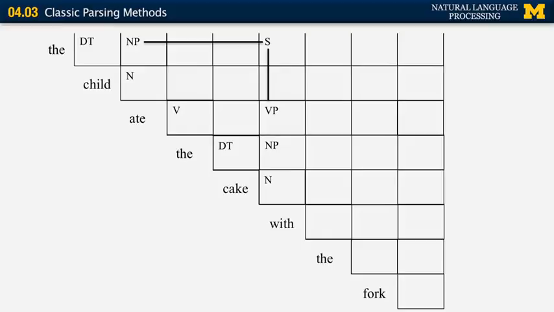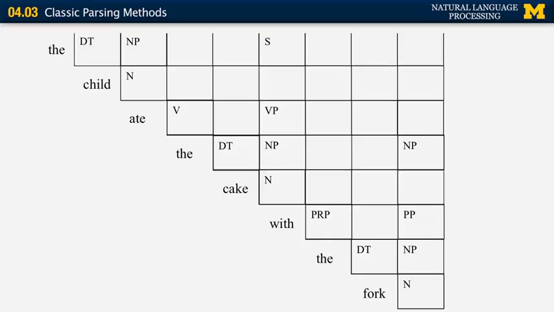Okay, so what do we need to do next? We need to expand the word with. That's a preposition. There's nothing we can do with this preposition on the right-hand side, so the rest of the boxes in this column are going to remain blank. The next word then is the word the, then fork. Then we can combine the determiner for the with the noun for fork to get a noun phrase. We can combine that noun phrase with the preposition with to form a prepositional phrase. And finally, we can combine the noun phrase the cake with the prepositional phrase with the fork to form a noun phrase that corresponds to the substring the cake with the fork.